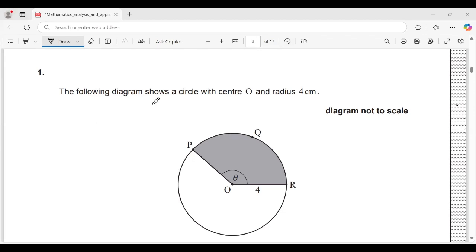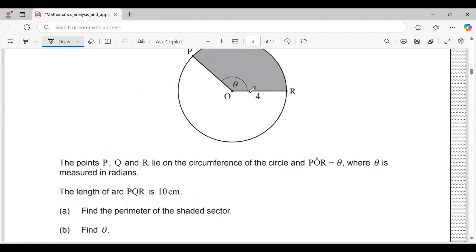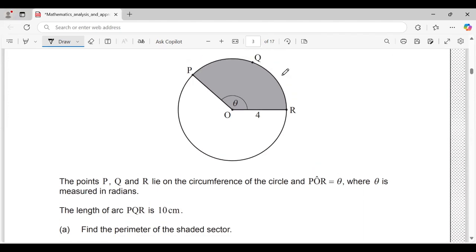Number one, the following diagram shows a circle with center O and radius 4. This is the circle. The points P, Q, and R lie on the circumference of the circle, and angle POR is theta. You can see on this circle, theta is measured in radians. The length of arc PQR is 10 centimeters. Find the perimeter of the shaded sector.